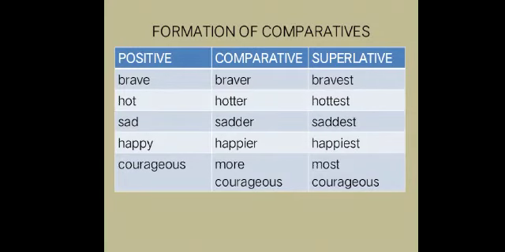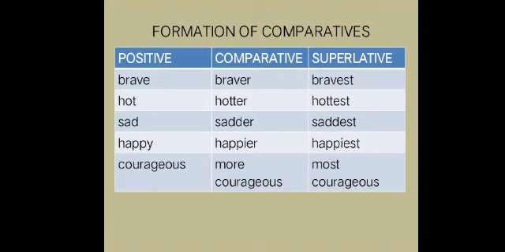Now let's come to formation of comparatives. Generally, we form comparatives and superlatives by adding er and est to the positive, or r and st, or changing y into i and then adding er or est. Otherwise, adding more and most.